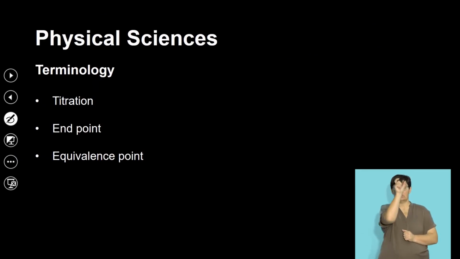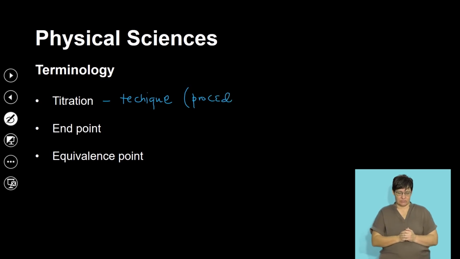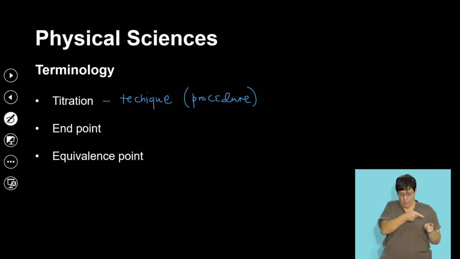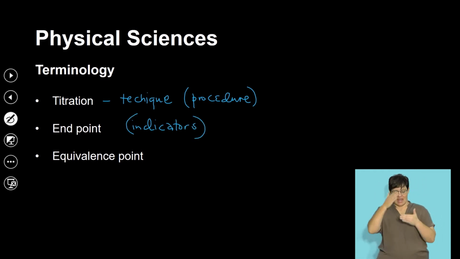Now, in terms of the terminology, the technique involved is titration. Titration is a technique or a procedure that is carried out using a standard solution to determine an unknown concentration. We spoke of an end point of a titration and a point of equivalence, where we spoke about the chemical indicators which have a color change. The end point is where, in a neutralization reaction, all the substances have reacted.